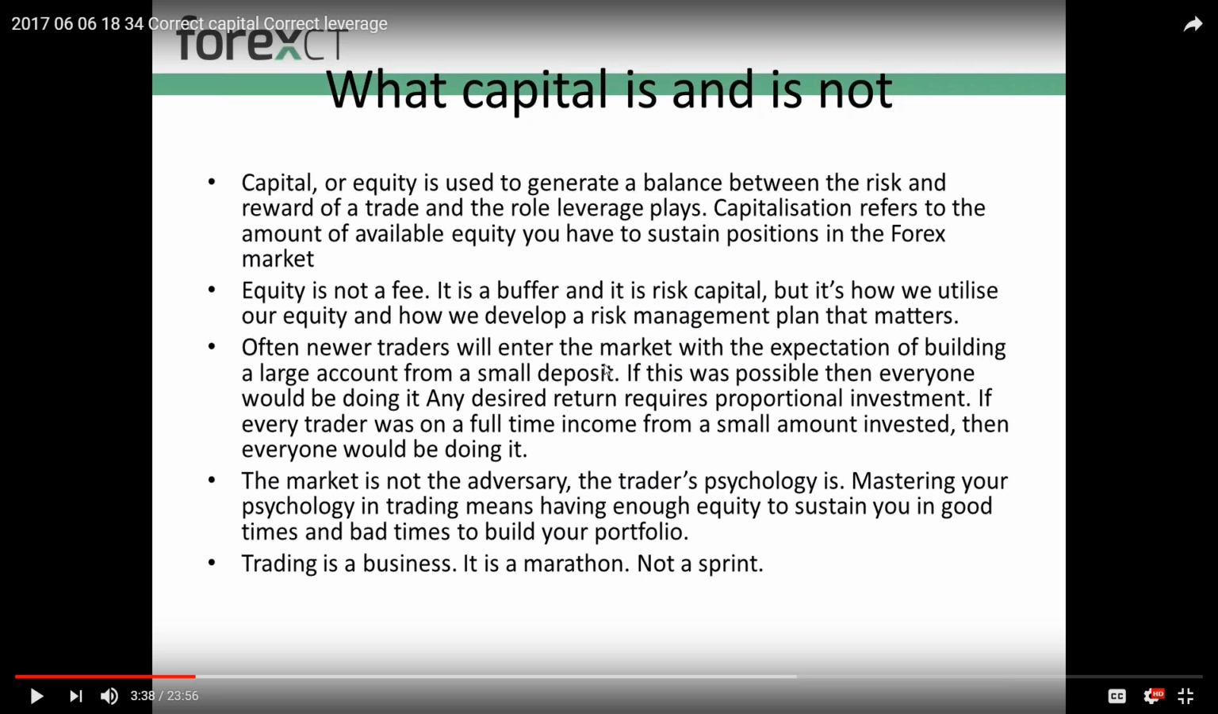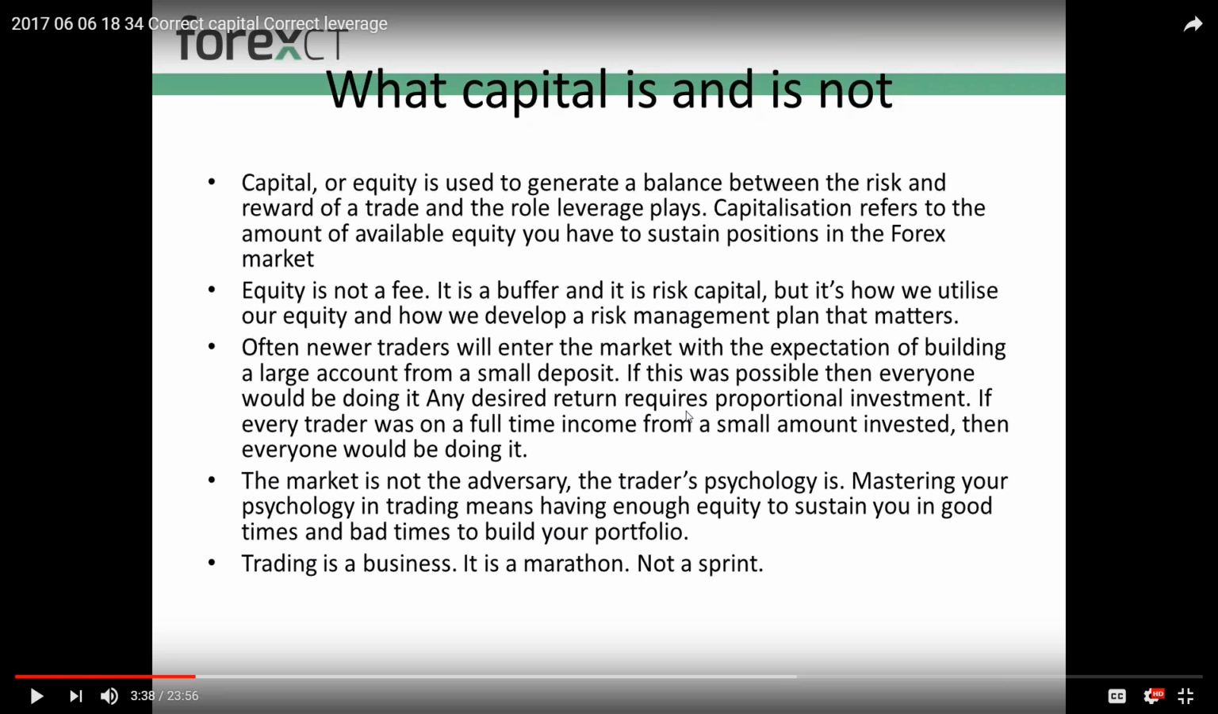Often newer traders will enter the market with the expectation of building a larger account from a smaller deposit. Now, if this was possible, then everyone would be doing it. Obviously, if all it took was $500 to put in your account and start earning $1 million a year or whatever, then everyone would be doing it.